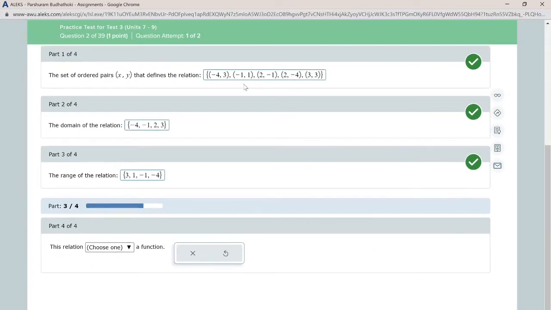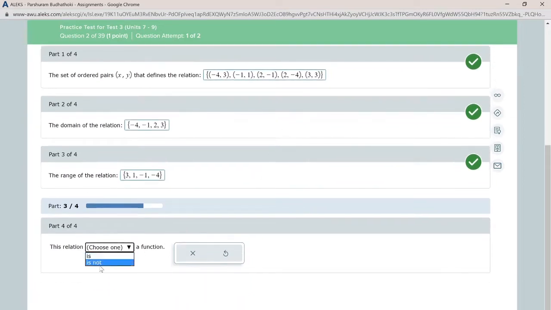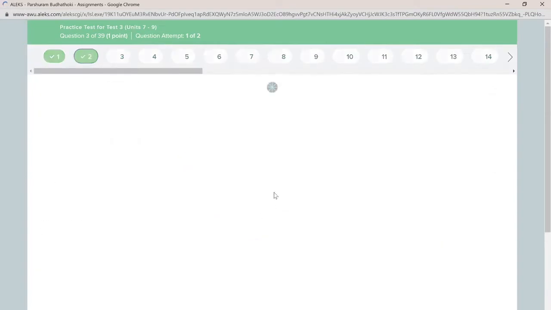Finally, is this a function? Look at here, for the input 2, there are 2 outputs, -1 and -4. It's not unique. So for same x value, if there are 2 y values, that's not a function. So it is not a function. Okay, so that's question number 2.